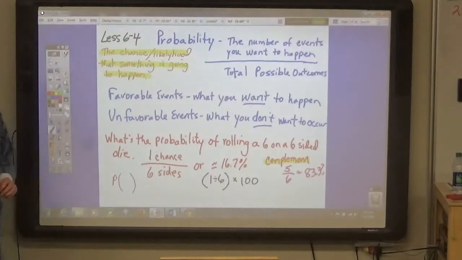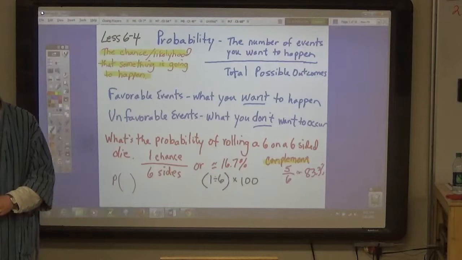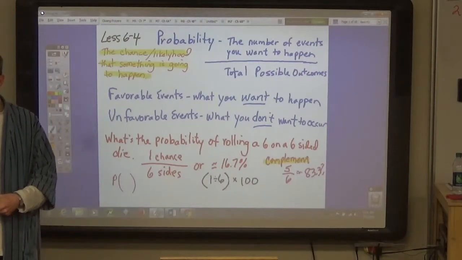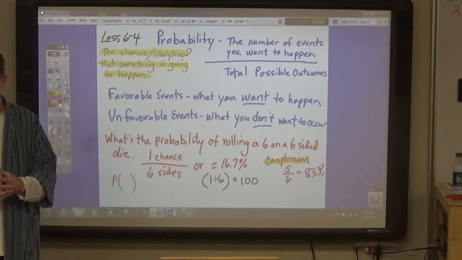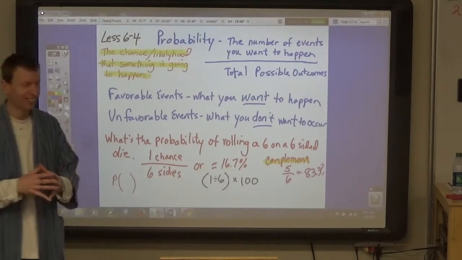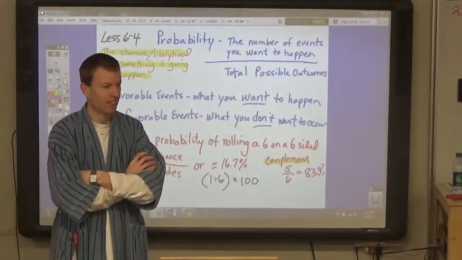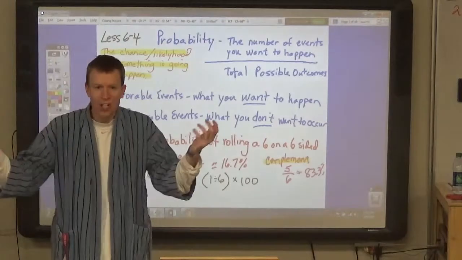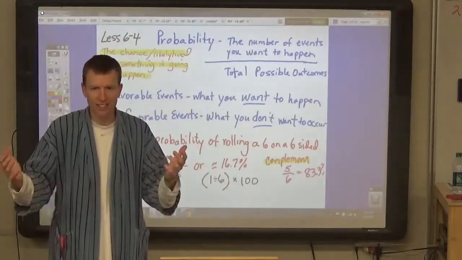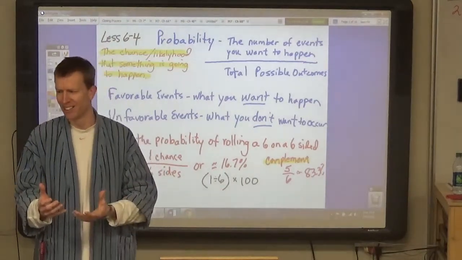So what does a probability of 0 mean? What does that mean? Come on, people. The probability of 0? There's no chance. Yeah, exactly. There's no chance that it's going to happen. Okay? Come on, that's not that hard of a question. All right?